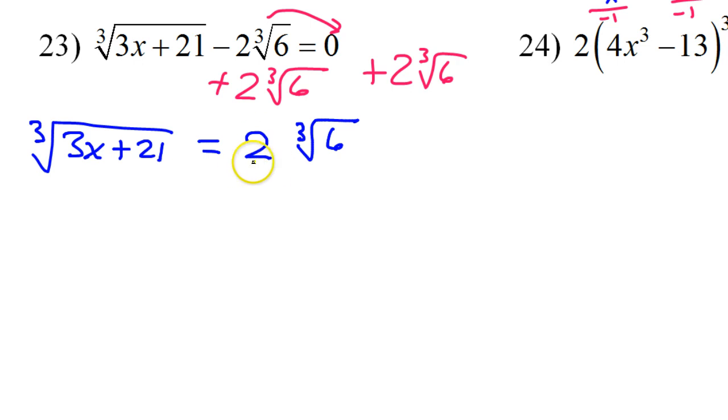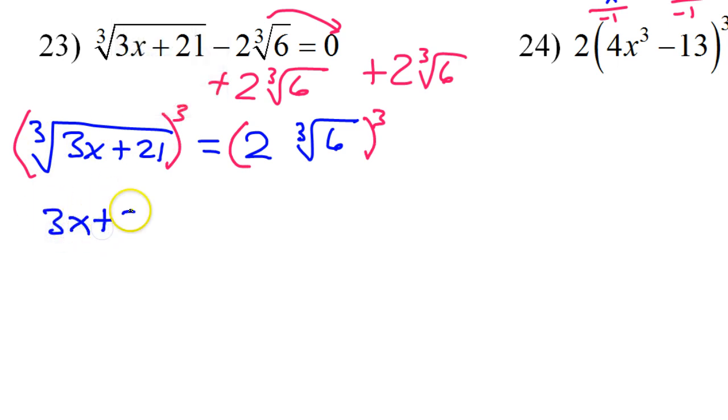Now, normally we try to get rid of things like this before we go cubing both sides, but in this case we don't have a choice because no matter where we put this 2, there's going to be a radical there. So we'll just have to very carefully cube both sides of the equation. If you cube a cube root, the radical and the exponent cancel each other out. So that's going to give me 3x plus 21 equals. Over here, this cube and this radical will cancel each other out, so I'm going to have 6.